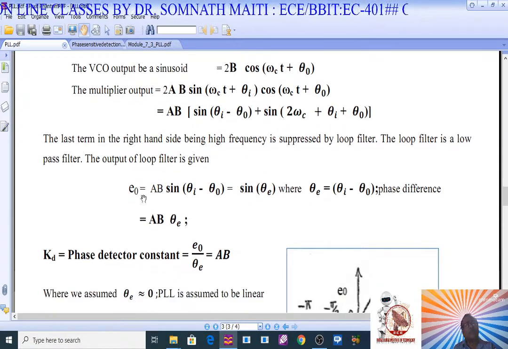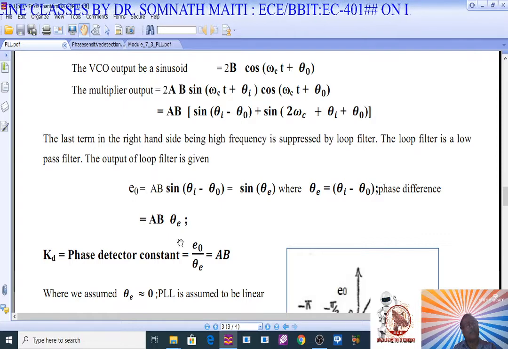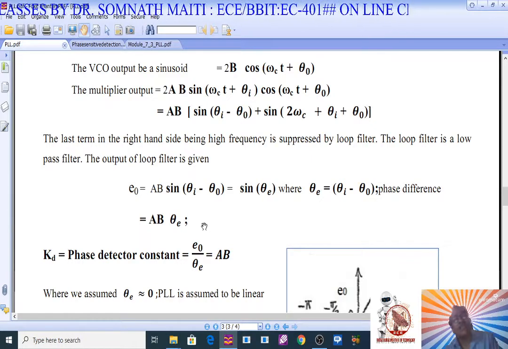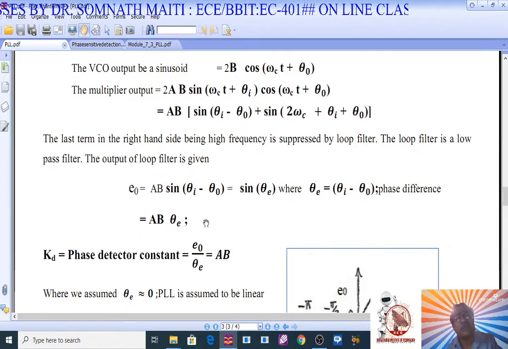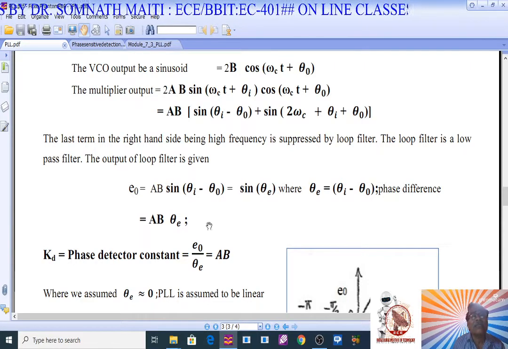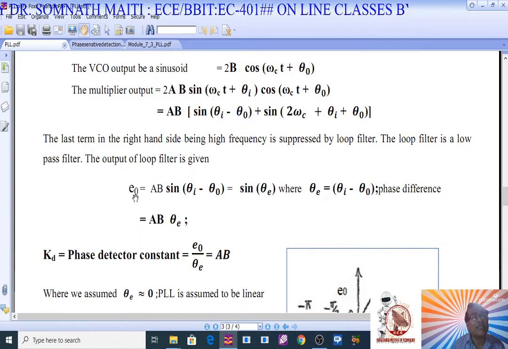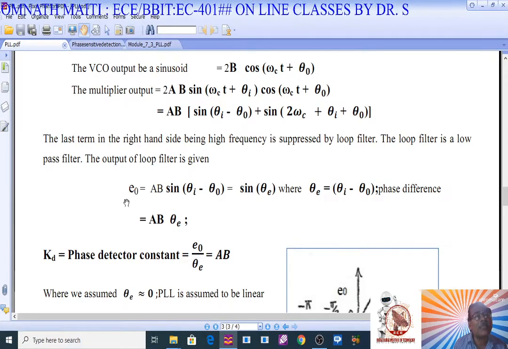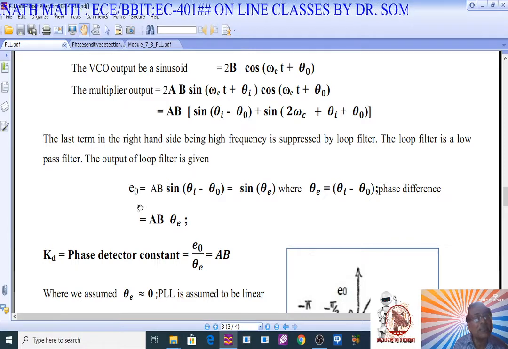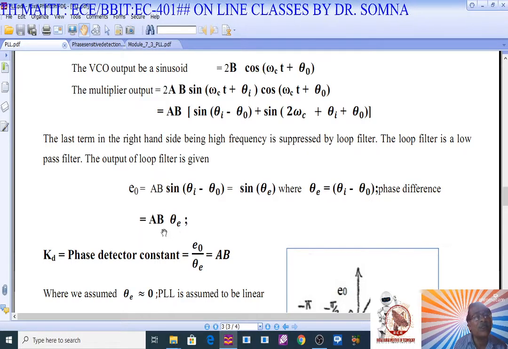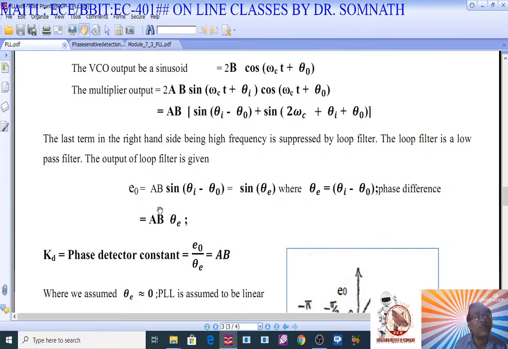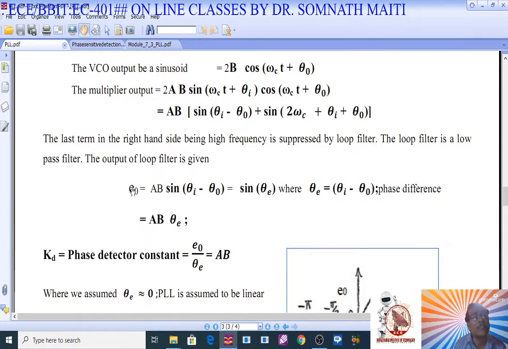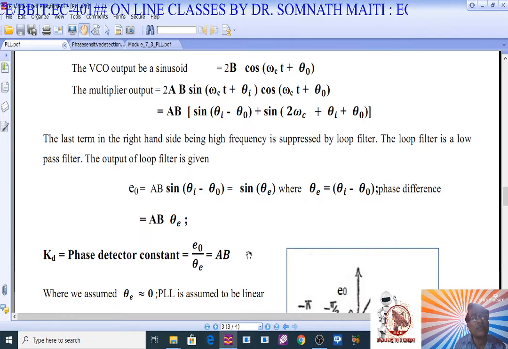So we can write E0 as AB sine theta_e. Oh, I have missed one thing: if theta_e is very small, you can write E0 as almost equal to AB theta_e. So E0, what I have said, phase detector, that means the output voltage is proportional to the difference of phase, so that's why it is called a phase detector. Now the phase detector constant is defined as E0 by theta_e, that is AB.